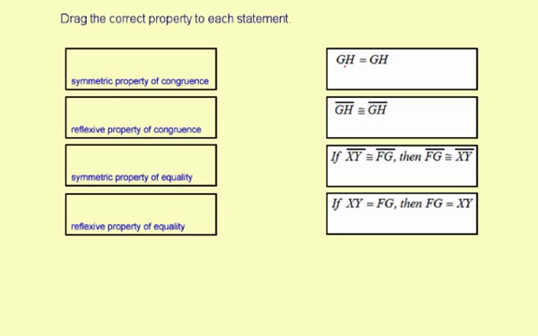It's like a reflex because it's so easy. You know, somebody hits you in the knee and then your leg moves and you say, ow. Well, that's a reflex. It just happens automatically. Well, something is automatically equal to itself, so it's called the reflexive property. And this one's property of equality because it's an equal sign. So this matches with the reflexive property of equality.